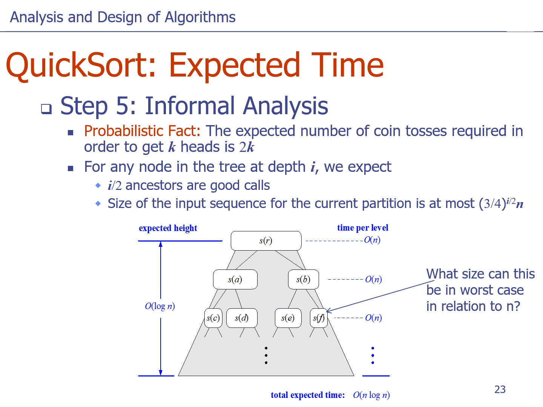So for any one of those nodes, by the time I reach it, I must have seen half the time good pivots and half the time bad pivots. And this is what this is saying. For any node in the tree at depth I away from the root, I by two ancestors are good calls, which means good pivot selection. Okay? And I by two are bad.